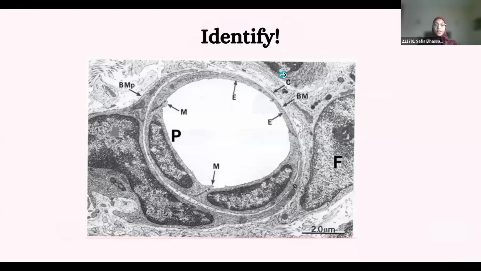Yeah, so you're right. No fenestrations. It has a continuous basement membrane, and it's the presence of these pericytes, so these supportive cells that hug it from the outside. And it also contains these marginal folds, which are just folds of cytoplasm.